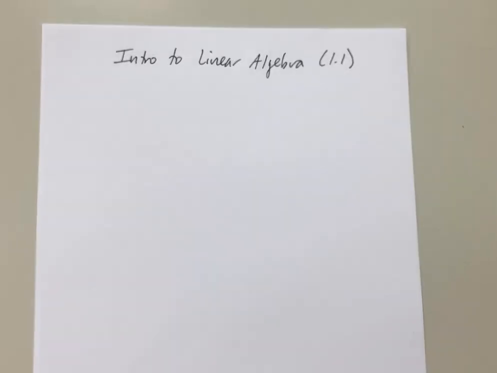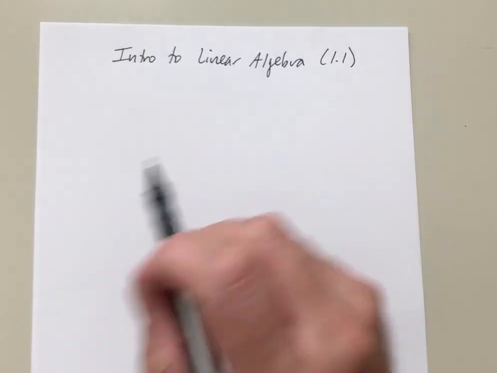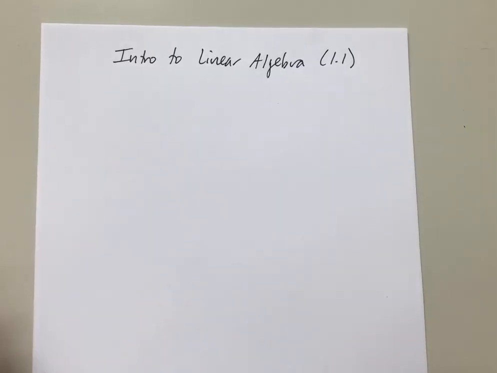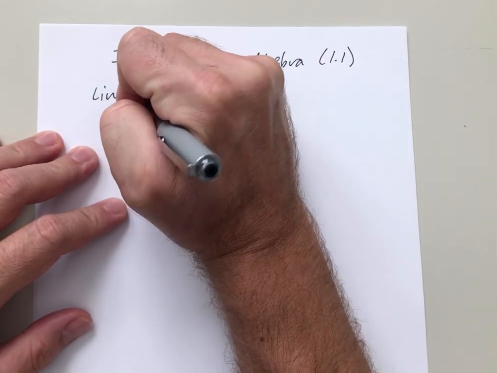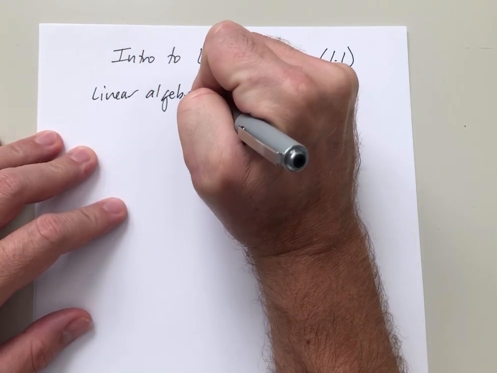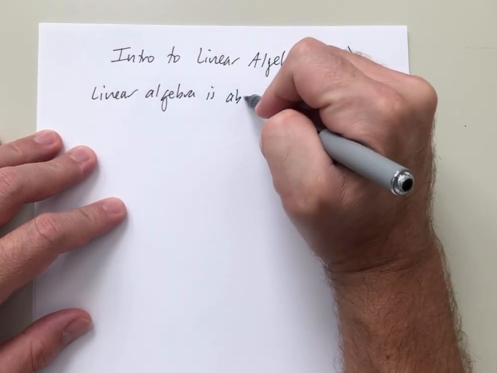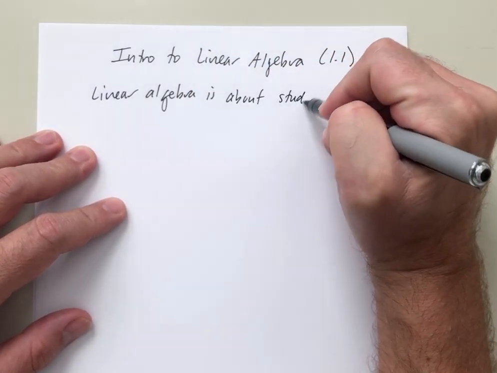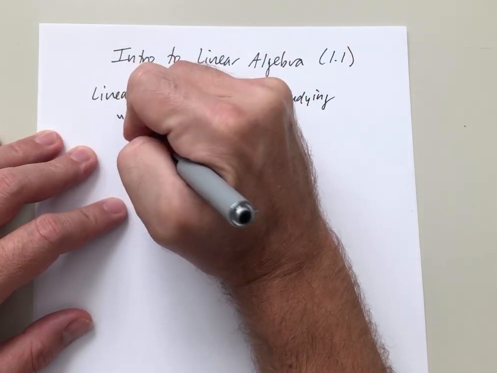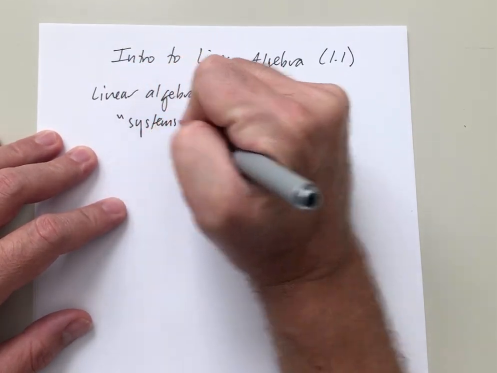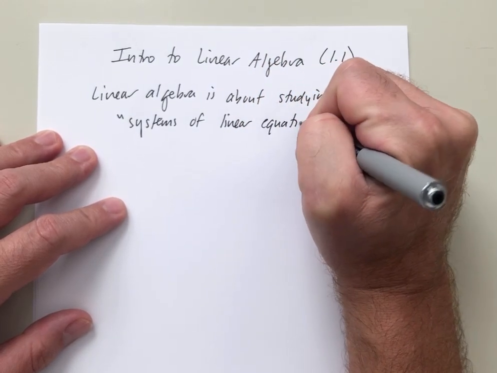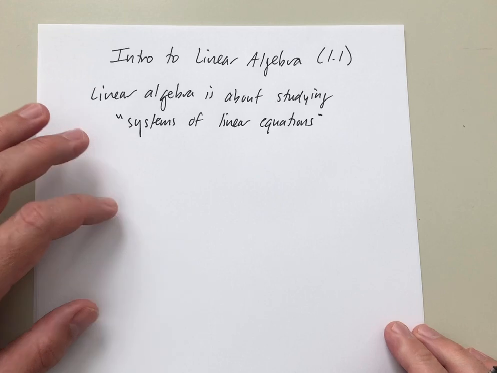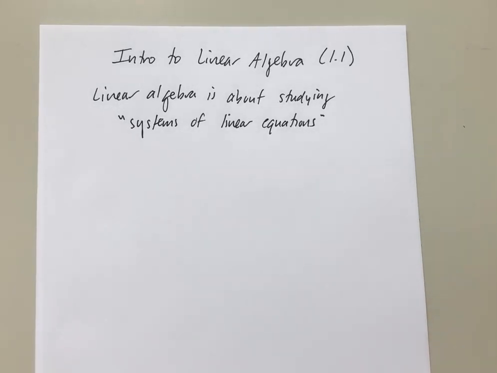Hello everyone. Today I want to give an introduction to linear algebra, basically material from 1.1, to give you a sense of what this class is about, what linear algebra is about. If I had to answer the question what linear algebra is about, it would be about studying what are called systems of linear equations. Okay, so that's my one-sentence answer to that question.